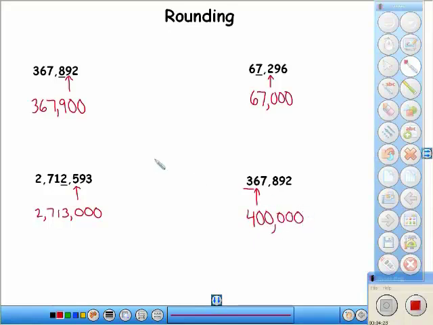So just remember, find the underlined digit, look 1 place to the right, put your little arrow, either round up or down, and then everything to the left of the underlined digit stays the same, and everything to the right of the underlined digit changes to 0.